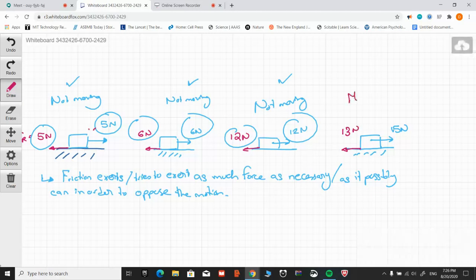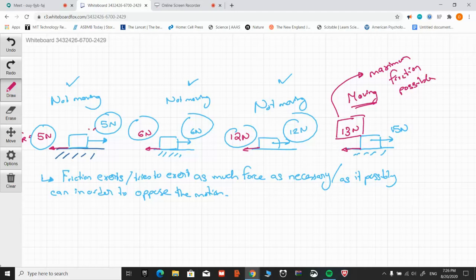Now, the reason the object starts moving is because of 13 Newton, and according to this statement right over here, friction should exert as much force as is necessary to oppose the motion. But why is this object moving? It must mean that friction is failing to exert the force necessary, meaning this is the maximum friction possible between this surface and this block. And friction is trying its best, but it cannot increase beyond 13 Newton, right? So that is the maximum possible friction.